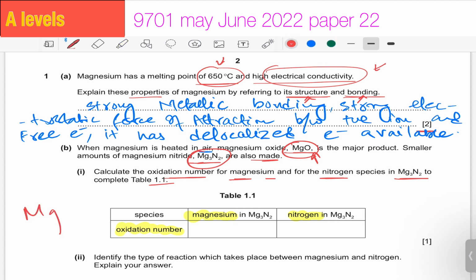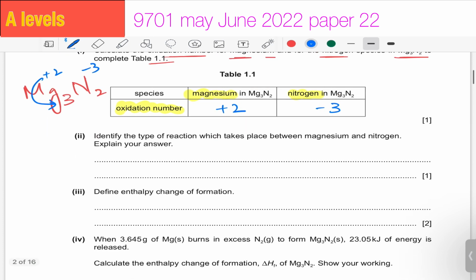So Mg3N2, and because magnesium belongs to group 2, magnesium would have a charge of +2, and to balance this charge, 2 times 3 would be +6. Now to balance this charge, nitrogen would have a charge of -3. So the oxidation number of magnesium in magnesium nitride is +2 and of nitrogen is -3. All right, now the next part is identify the type of reaction which takes place between magnesium and nitrogen. Explain your answer.